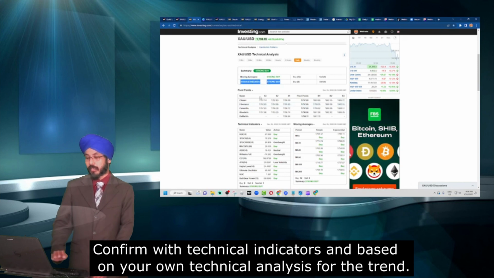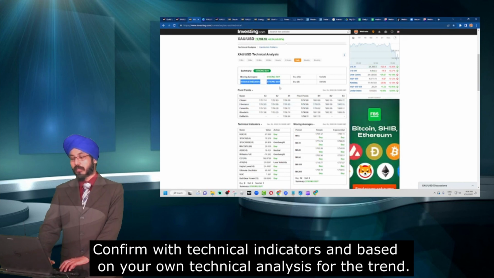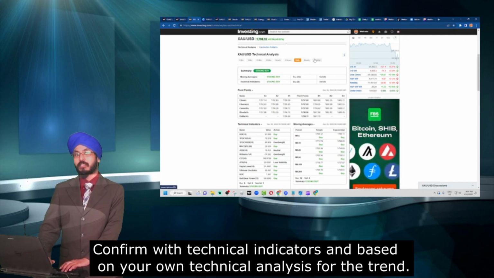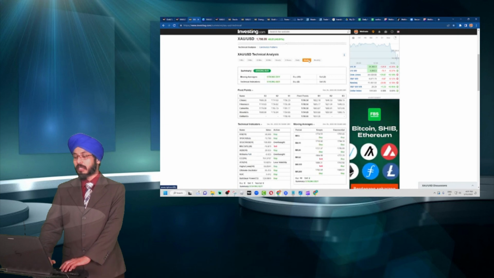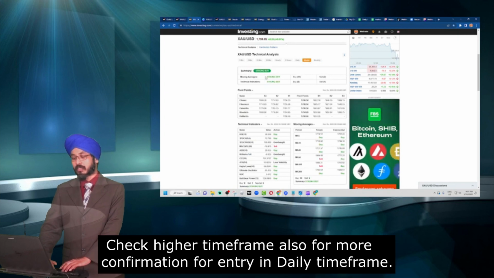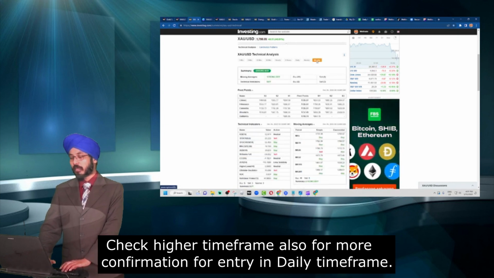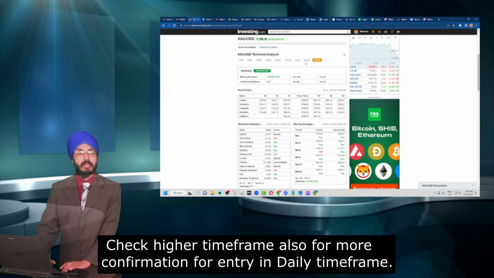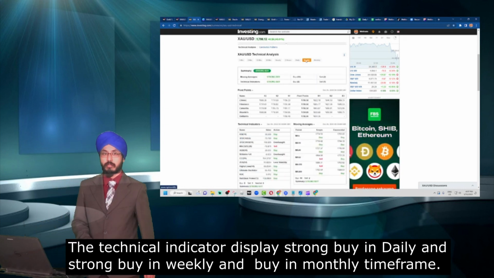What we will have to do firstly is look at what our technical indicators indicate. As we can see here, our technical indicators are indicating a strong buy. We will have to check this with the higher time frames, which are the weekly and also monthly. At the weekly, we can see it is also a strong buy, and if we look at our monthly, it is a buy, which means that we can support more towards buy.